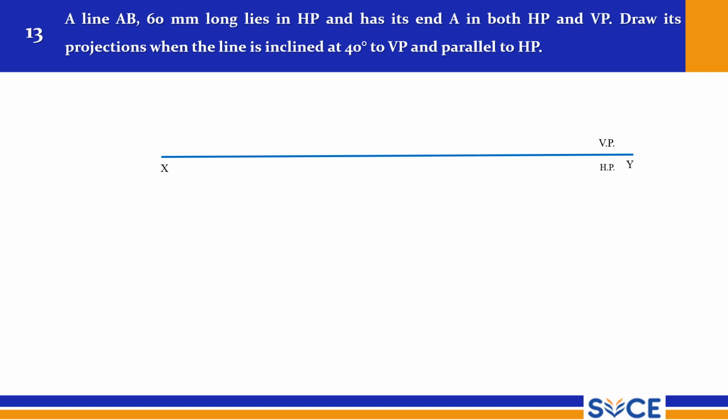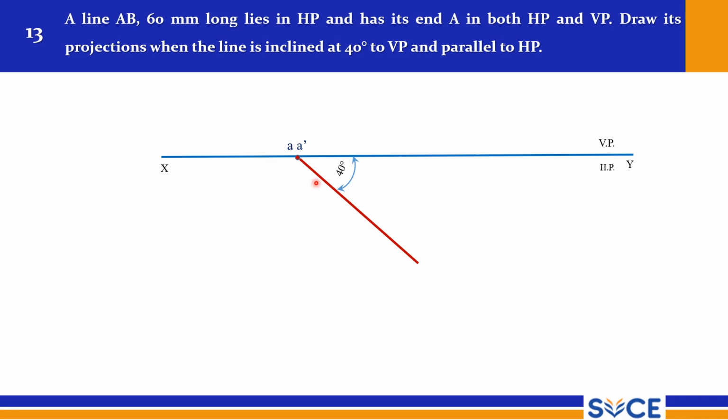Draw the XY reference line, and mark any point on the XY reference line because it is on both HP and VP. The line AB, 60 mm long, lies in HP. The line itself is contained by HP, with A on the XY reference line. So when it is on HP, you should obtain the front view on the XY reference line. That is the speciality of this problem. A dash and A are at the same point, and A dash B dash will be on the same XY reference line.